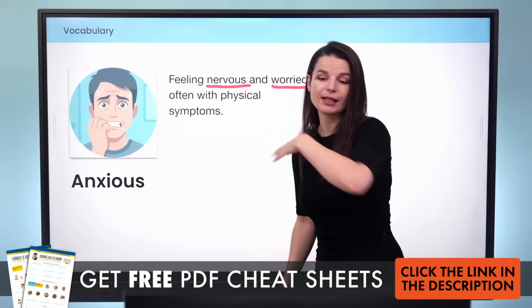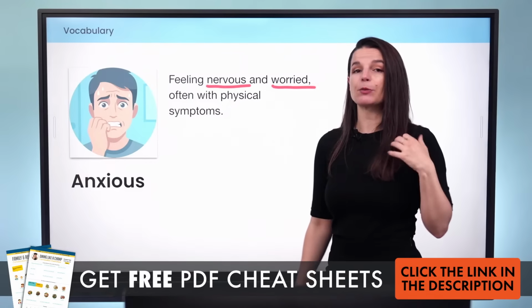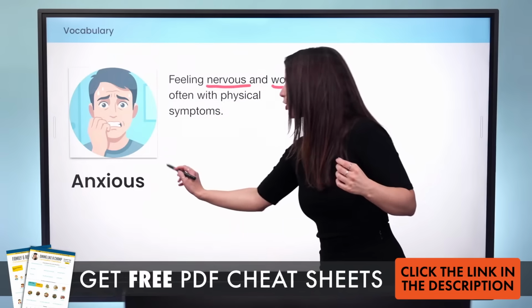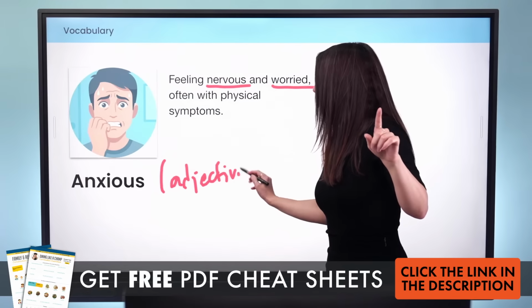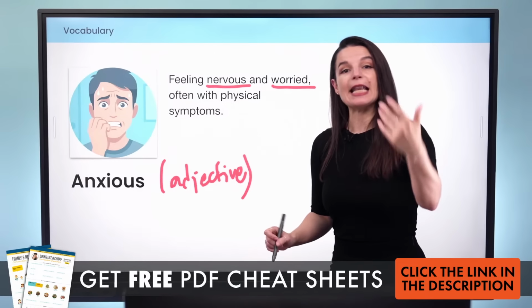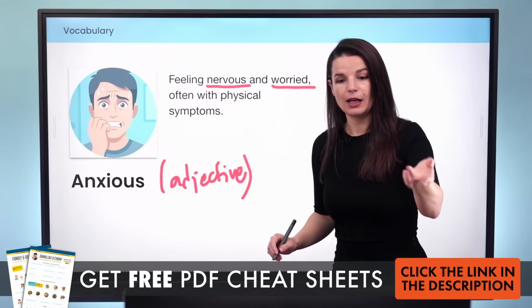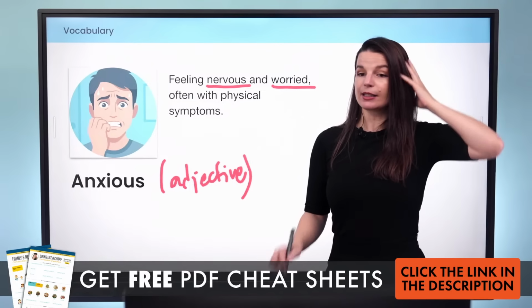Carlos wrote, I express anxious, touching my hair. I express anxious, so this is the adjective. Very close, Carlos. This is the adjective form. The noun form is anxiousness, okay? I express anxiousness by touching my hair.